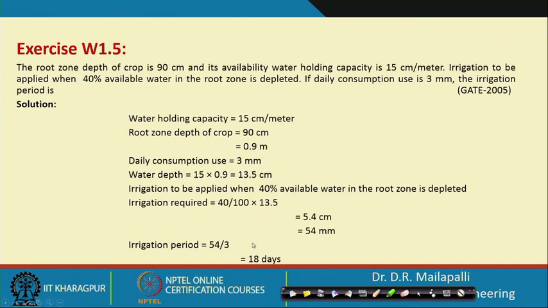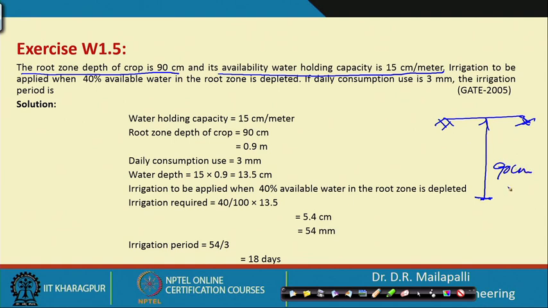So, then the next example. Here the root zone depth of a crop is given as 90 centimeter and its available water holding capacity is 15 centimeter per meter. Suppose this is a field, right. It has a root zone depth of 90 centimeter and you have 15 centimeter per meter, that is the water holding capacity. Okay.